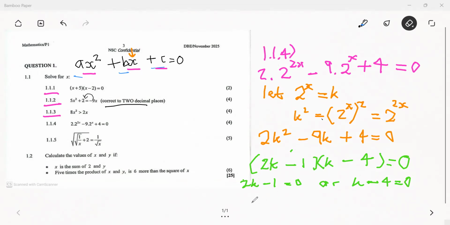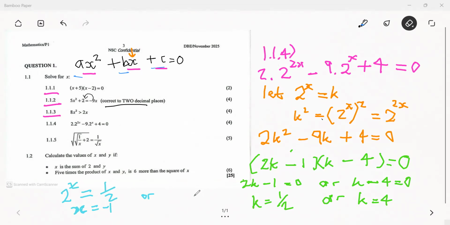Solve this equation for k. You're going to see that I get one solution here: k is a half. The other solution is k is equal to 4. Now I should just back substitute what k originally was. K is 2 to the x. So for the first one, 2 to the x is equal to a half. Then a half is 2 to the minus 1. So you get one solution of x is equal to negative 1.